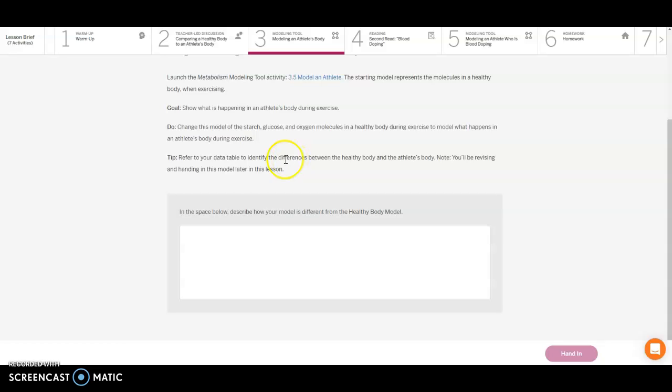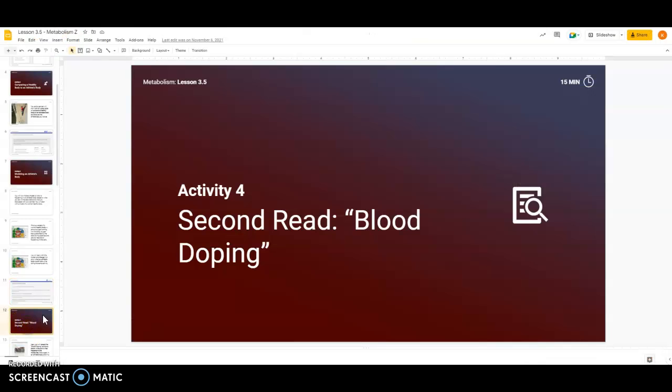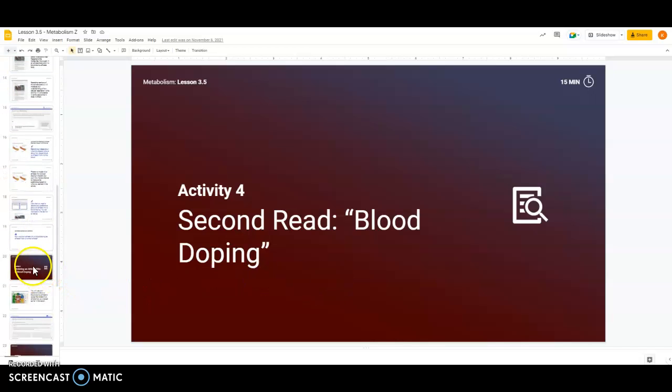So pause the video right now and go ahead and set up that model based on what you think that athlete's body is going to look like. Okay, so we are actually going to skip activity 4. So we are going to move right on to activity 5.